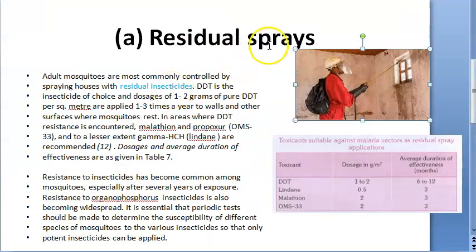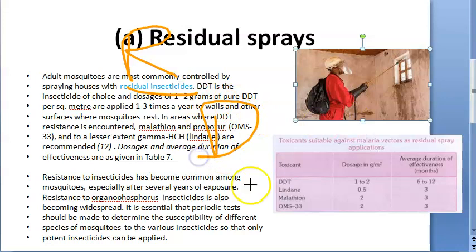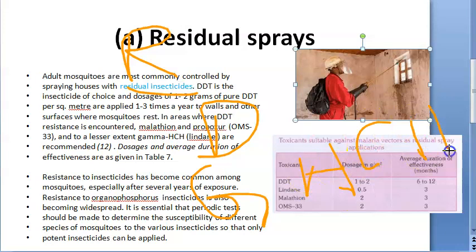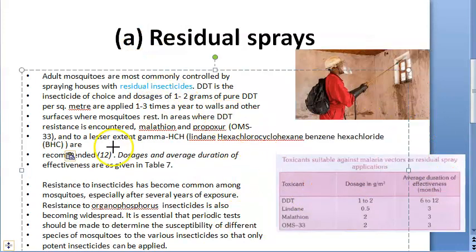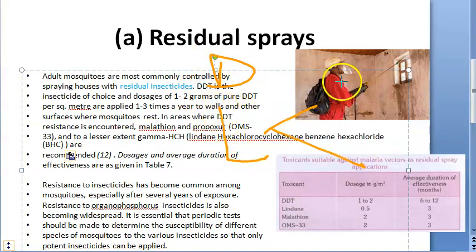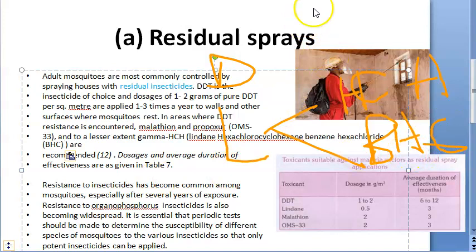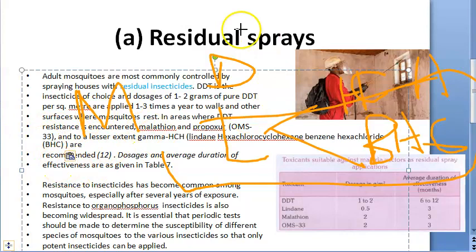Guys, in residual sprays, this is for control of adults. So what are you doing here? You're spraying some residual insecticides inside the house and all. The names you will mention here are DDT and gamma HCH. What is that? Hexachlorohexane. So DDT is one thing. The other thing you have is lindane. Lindane is also called HCH, that is hexachlorohexane, or you can call it BHC, benzene hexachloride. So same name for everything. Lindane, all these are the same. There is one more thing they're mentioning here: malathion and propoxur.